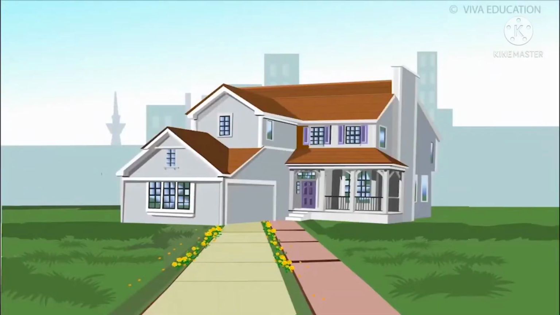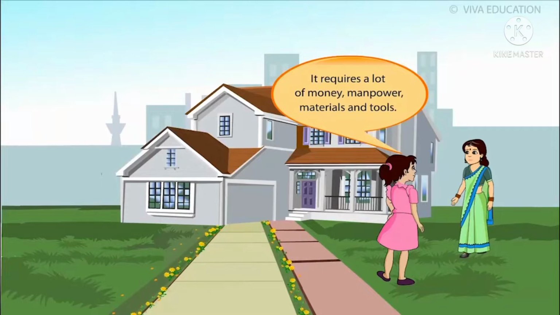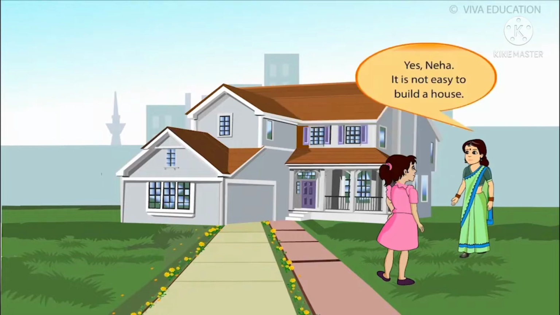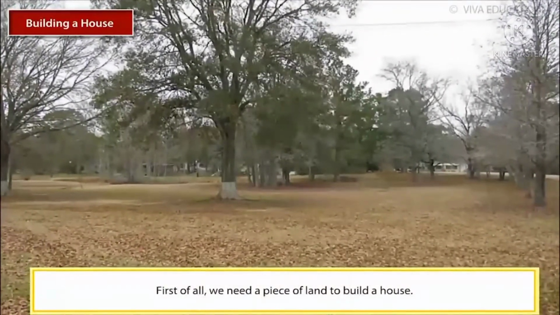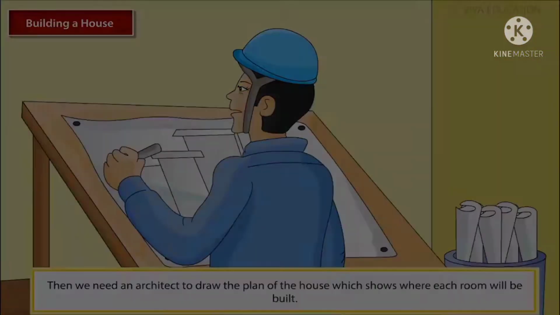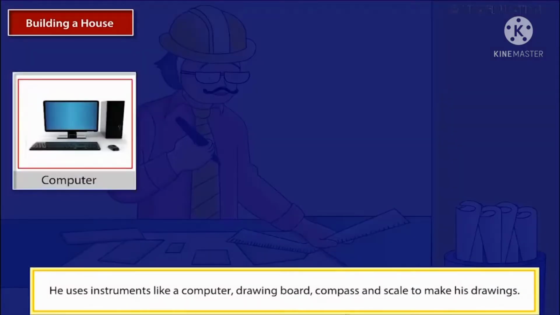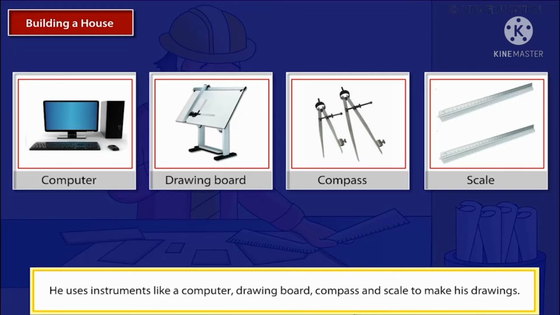Building materials and tools. Mummy, today our teacher told us that it is not easy to build a house. It requires a lot of money, manpower, materials and tools. Yes, Neha, it is not easy to build a house. First of all, we need a piece of land to build a house. Then, we need an architect to draw the plan of the house, which shows where each room will be built. He uses instruments like a computer, drawing board, compass and scale to make his drawings.